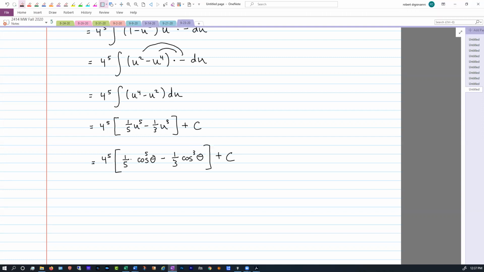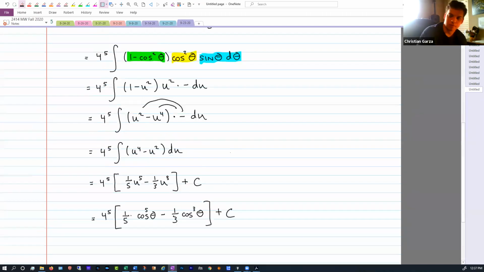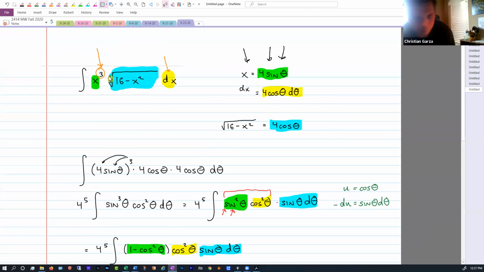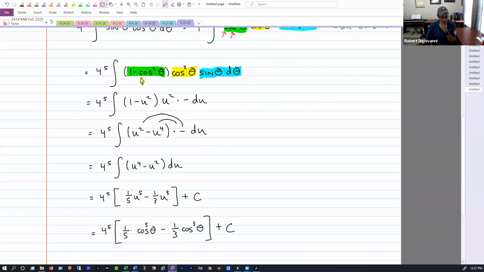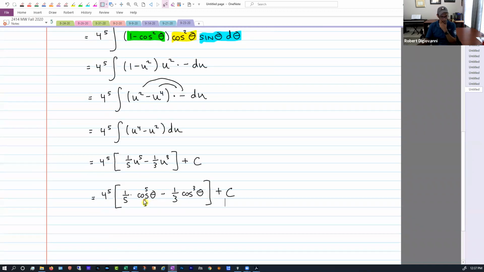Gotta distribute. We could distribute it, yeah, but that's not it. We're still not done. What is our answer in terms of? Oh, it's in terms of x. Our answer right now is in terms of theta, right? Yeah. The original problem way up here was in terms of x. We've got to get everything back to x. So how are we going to get this back to x? How do we get this to have x's in it again?